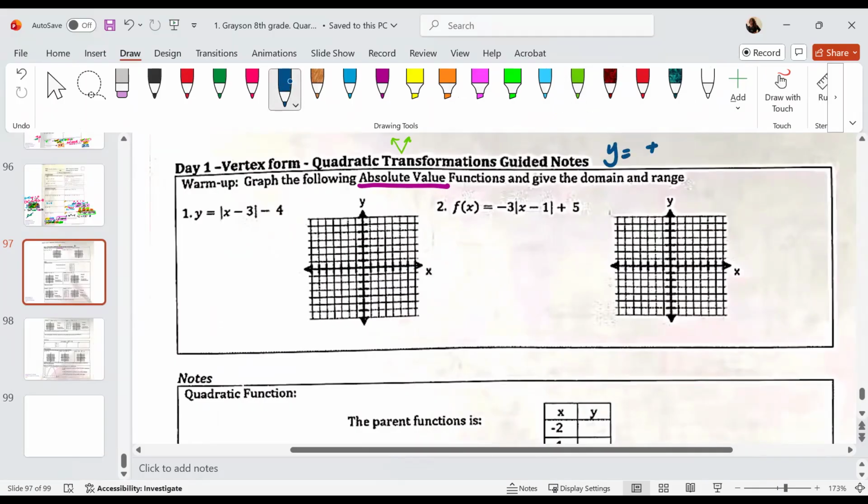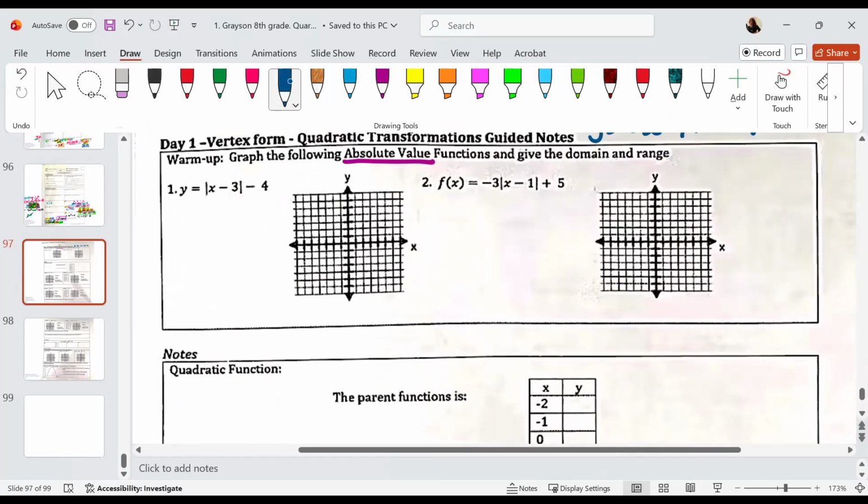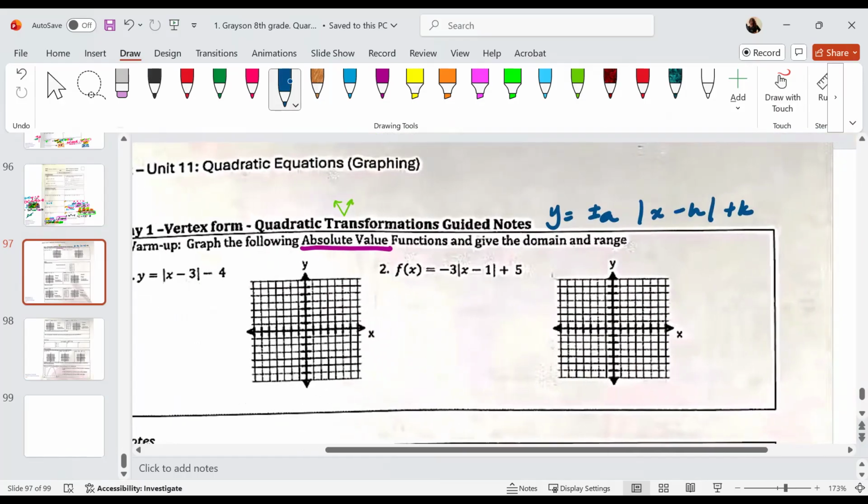Y equals plus or minus a, x minus h, let's put absolute value here, plus k. And actually, it's quadratic. Yeah, okay. Actually, I'm going to put squares. So come over here. Like that. Write that down, please.